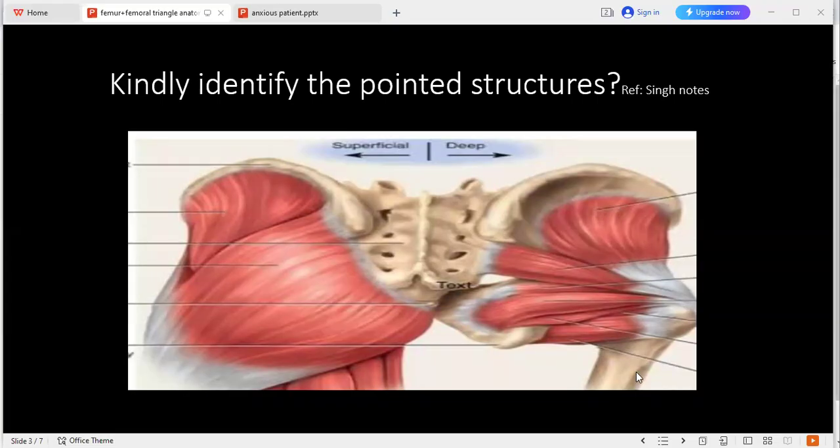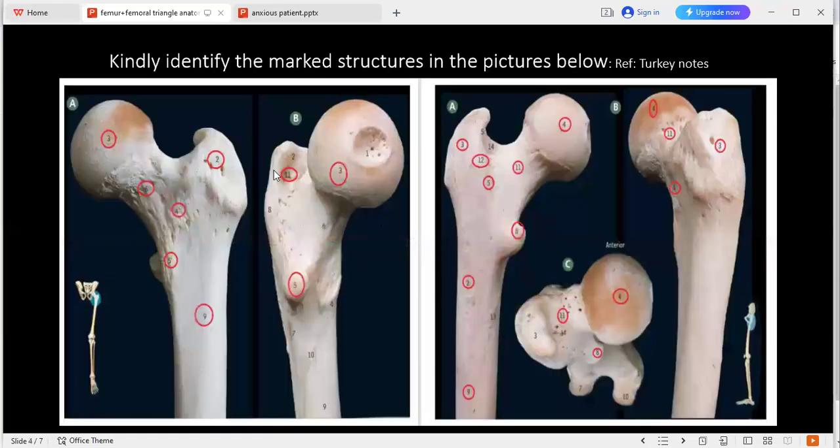Okay. On the left-hand side, there are pictures A and B. Can you identify number 3 over here? Number 3 is the head of the femur. All right. Number 2 is the greater trochanter. Number 6 is the neck of the femur. All right. Number 4 is the intertrochanteric crest. Number 5, this one, is the intertrochanteric line. 5 is the lesser trochanter. Okay. 2, please. 2 we said is the greater trochanter.